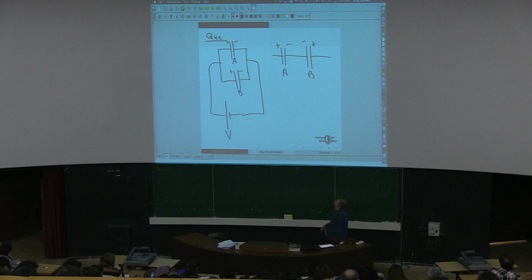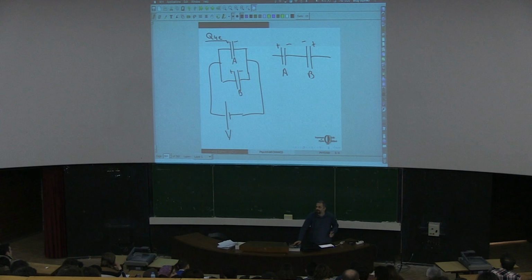Well, usually you don't do these tricks. I mean, what's the point in doing these tricks anyway? And usually what you do is you just connect the capacitors to a battery and then see what happens.